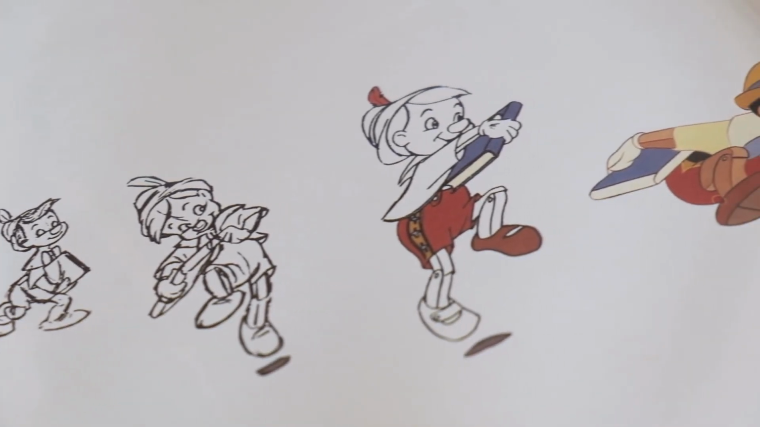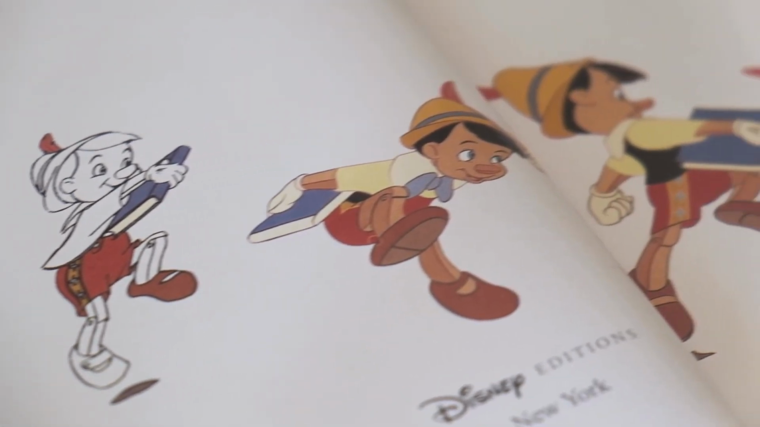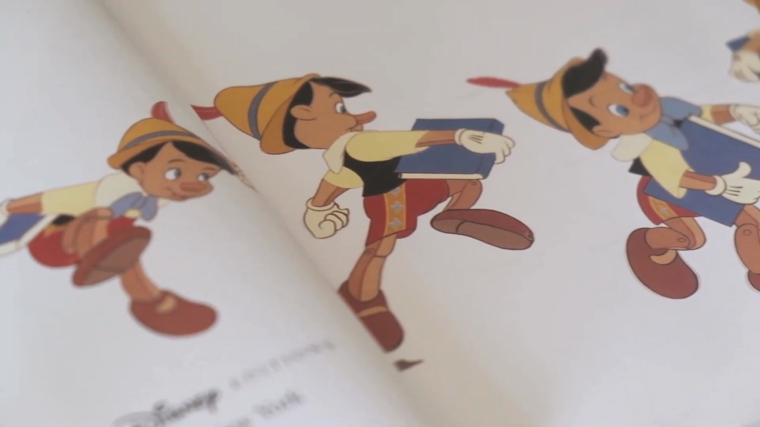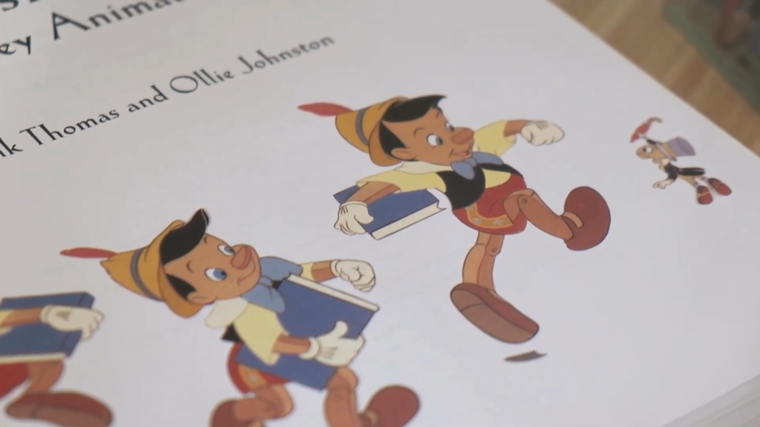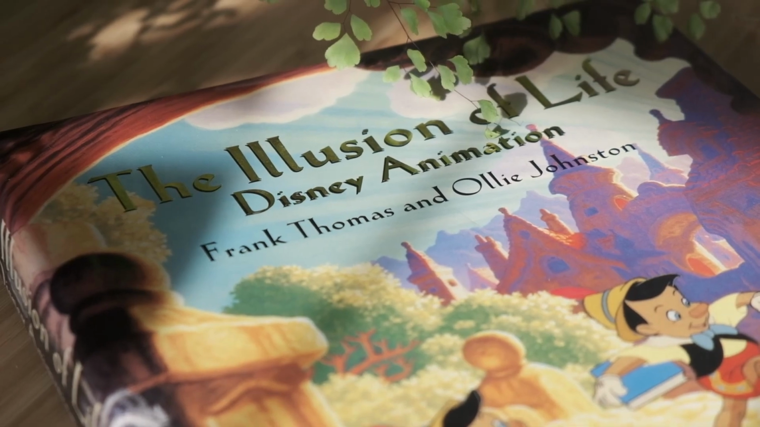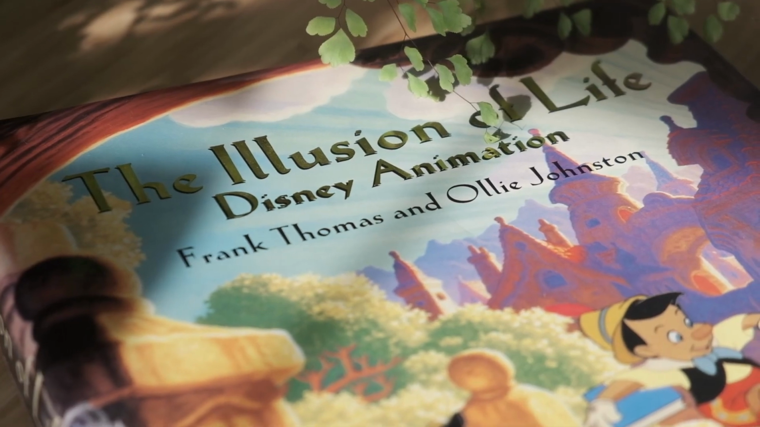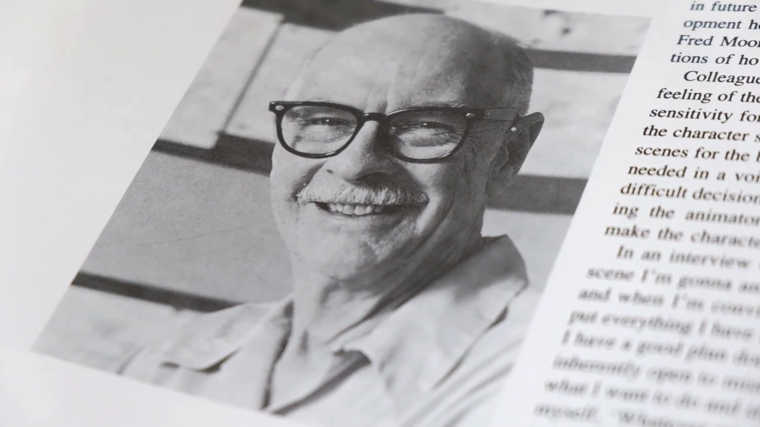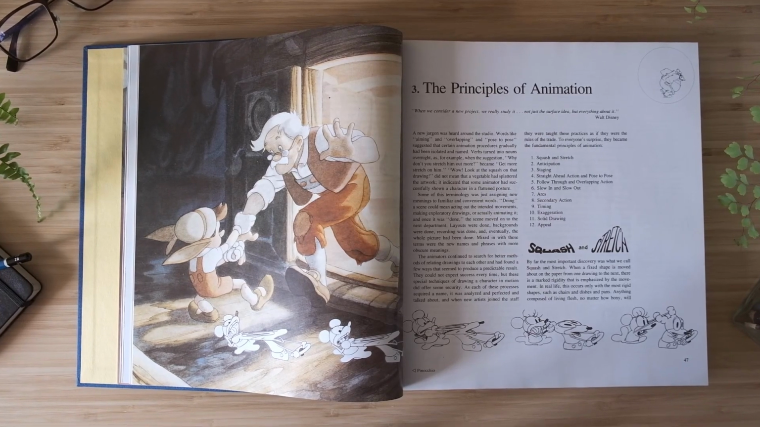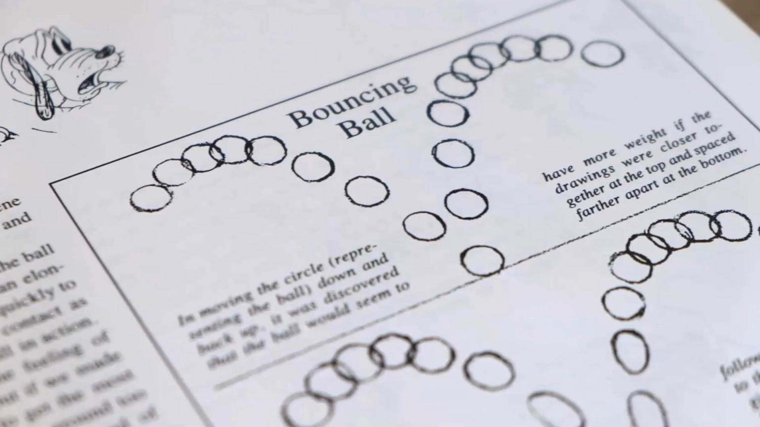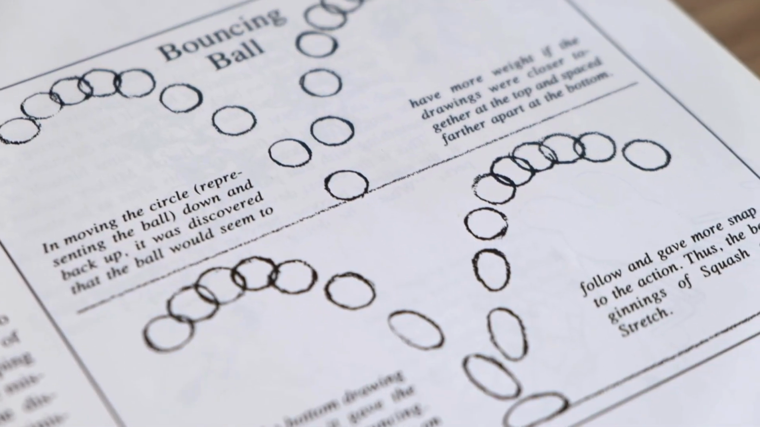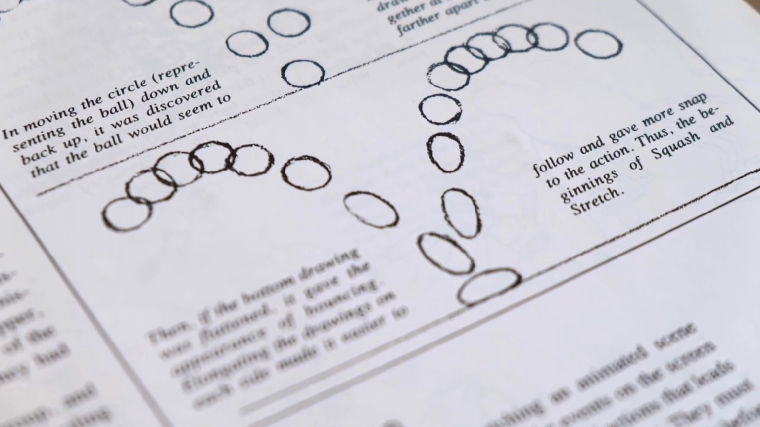Walt Disney Animation Studios have always been at the forefront of animation, but it wasn't until 1981 that a book was released which finally shared some of the magic behind their success. The Illusion of Life, written by two of Disney's top animators, Frank Thomas and Ollie Johnston, included a chapter entitled The Principles of Animation, in which 12 principles were laid out, which, to all intents and purposes, have become rules of the trade at the Disney Studios.